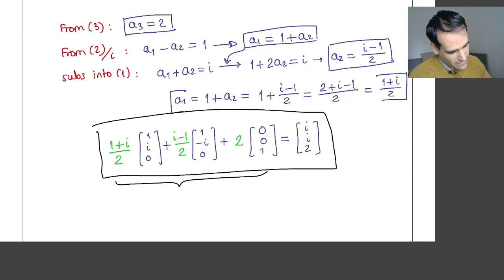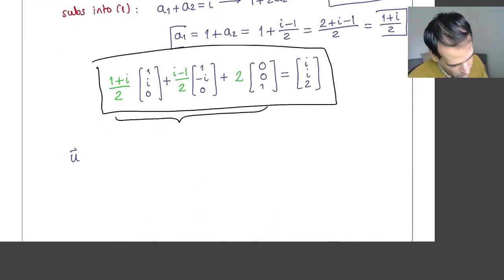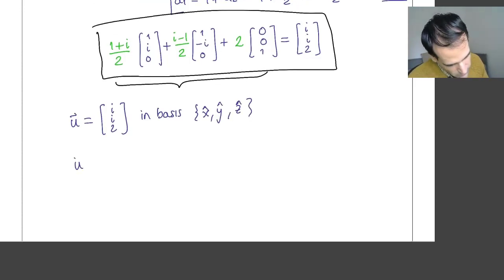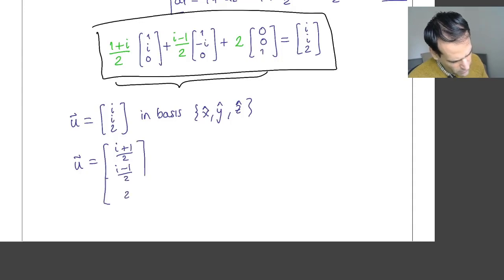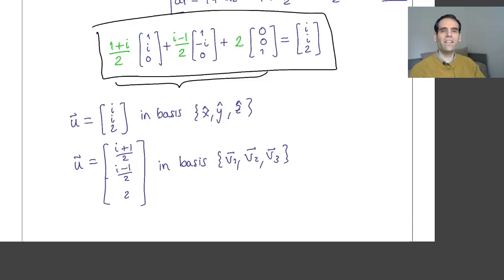So we expanded this vector in this basis. So what does this mean? This means that vector u, which is equal to (I, 2) in the basis x, y, z, we could say that this vector is also equal to (I plus 1) divided by 2, (I minus 1) divided by 2, and 2 in the basis v1, v2, v3. Yeah, that's the meaning of expanding a vector in a basis.